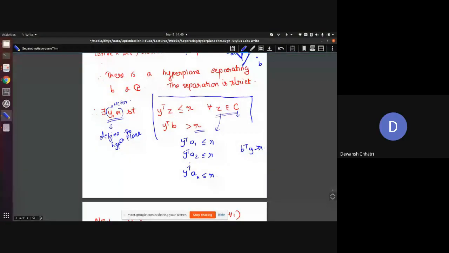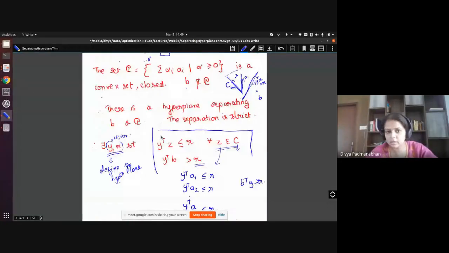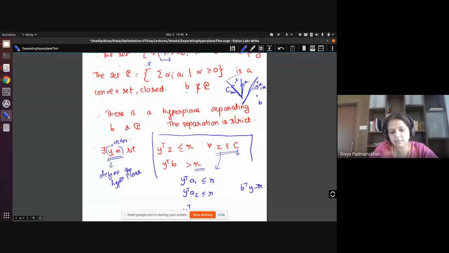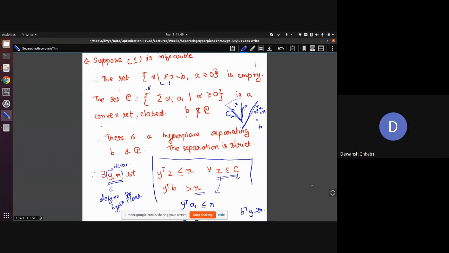I didn't quite get it. Okay, so I don't know at which point. Is this idea clear that the separating hyperplane is such that this relation holds for every point in the set? For every point in the cone, you have y transpose z is less than or equal to r. Is this point clear? So that's what is the separating hyperplane. Yes, ma'am. This part is clear. Right? You can scroll down to the next part that was covered. That is not clear to me.